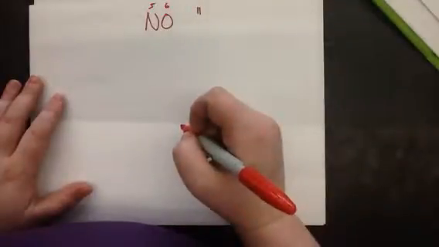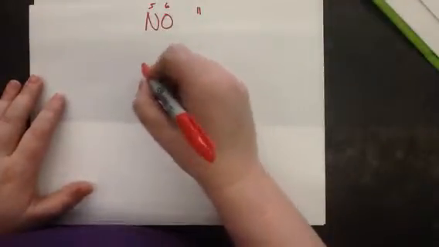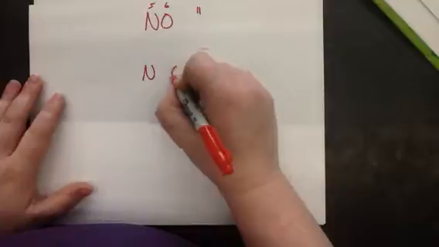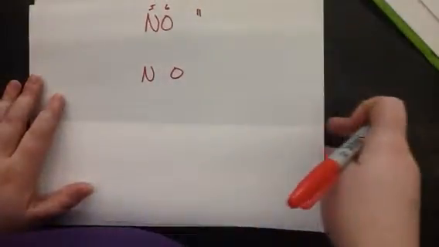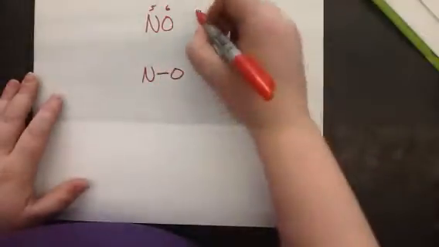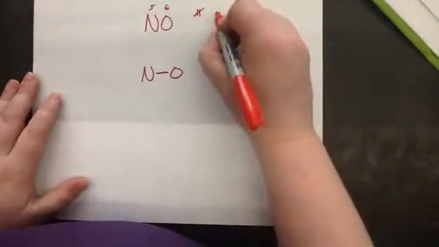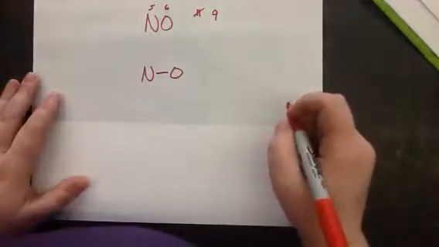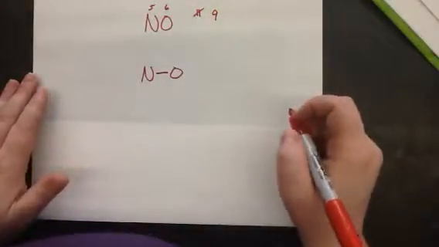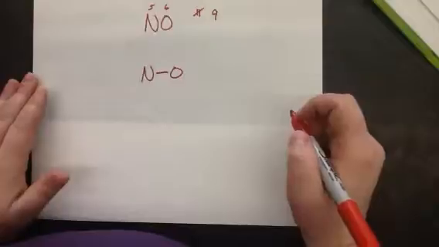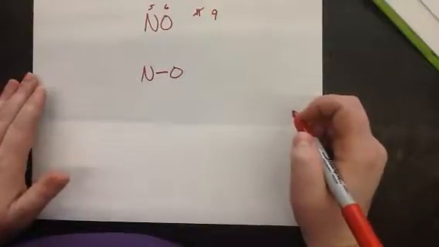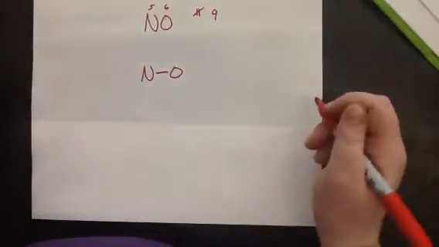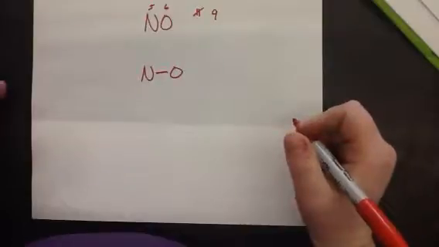The next thing we need to do is draw a skeleton structure of the molecule. So we have N and O, and connect them with a single bond. So that uses up 2 electrons. We have 9 electrons left. Next we are going to distribute the remaining electrons as lone pairs around the terminal atoms. Well, they're both terminal atoms at this place.